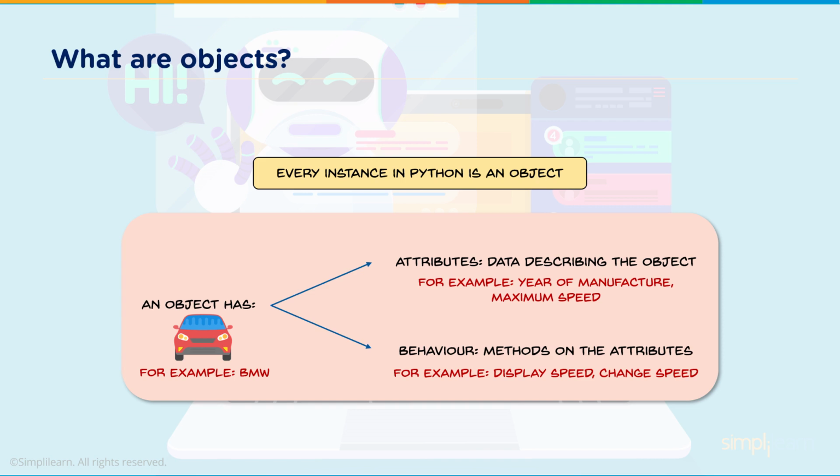And then you have the behavior. These are methods on the attributes. For example, you might display the speed or change the speed. So even though you have a maximum speed, you might have a current speed also, which changes depending on what you want it to do. Step on the accelerator, go faster. Step on the brakes, go slower.